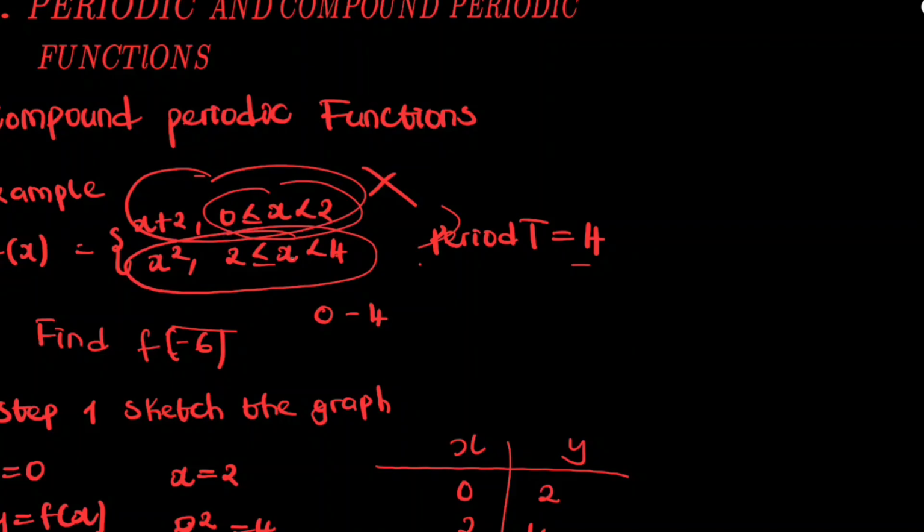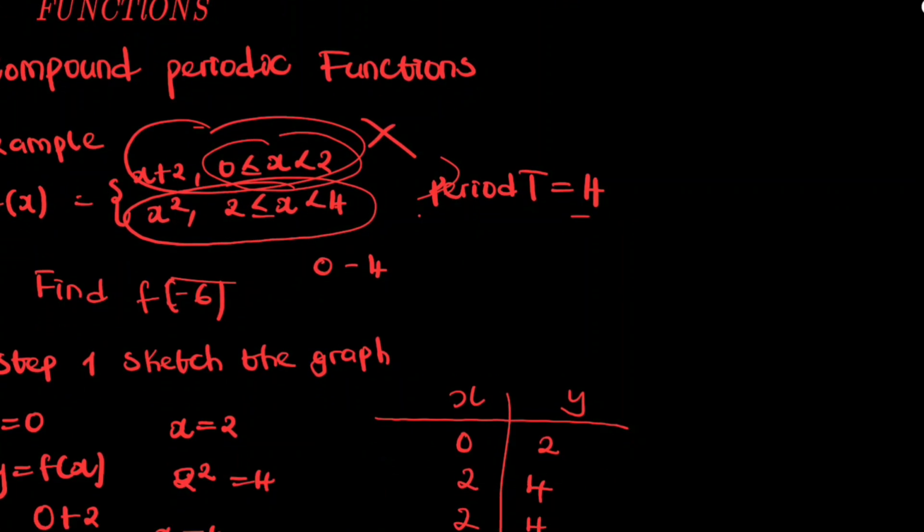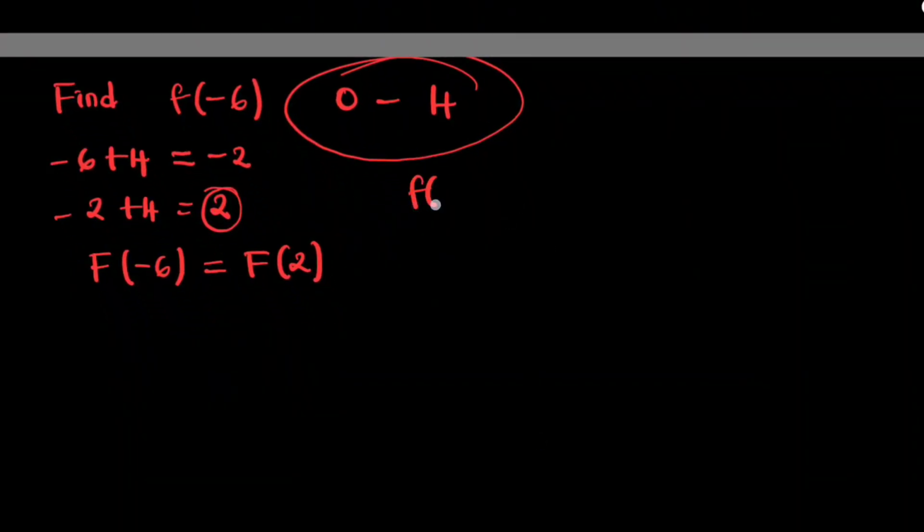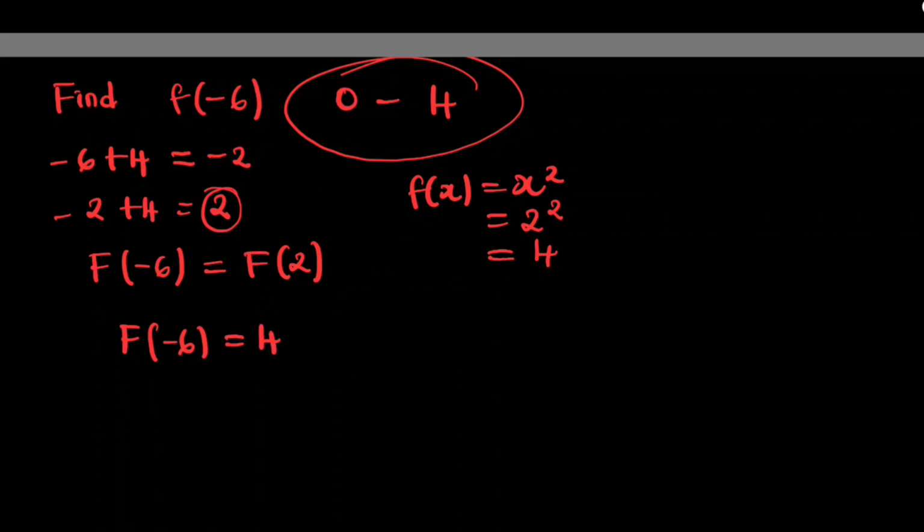Let's go to the second case. We have x less than 4 and x greater than or equal to 2. So we can use this case. So we can use f of x equal to x squared. So we are going to substitute 2 squared, which is equal to 4. So we can conclude that f of minus 6 is equal to 4. Okay, that is what we have there.